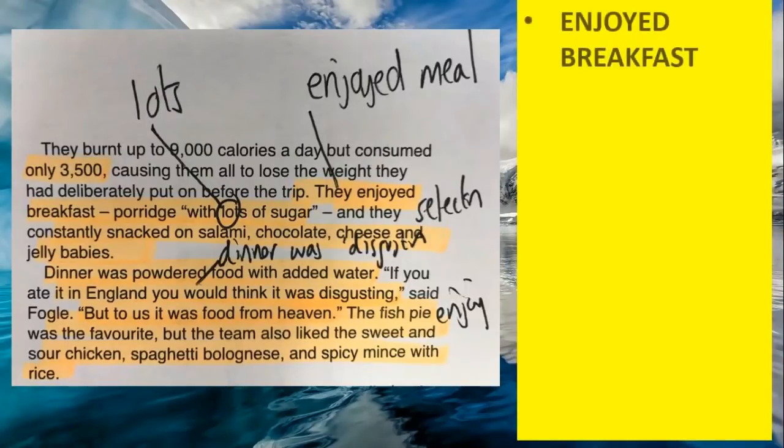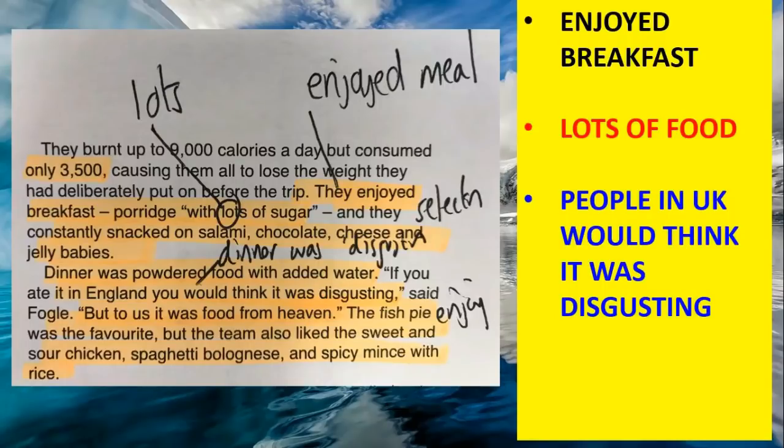So basically, to sum up, it says that they enjoyed the food. So they enjoyed the breakfast from Ben Fogle. That they had lots of food. So they had salami, chocolate, cheese, jelly babies, sour chicken, spaghetti bolognese, spicy mince, fish pie. They also say that when they added the water with powder, they had powdered food, that people in the UK would think it was disgusting. But they also say to them it was like heaven, so they really enjoyed it. That's what the Ben Fogle text said.